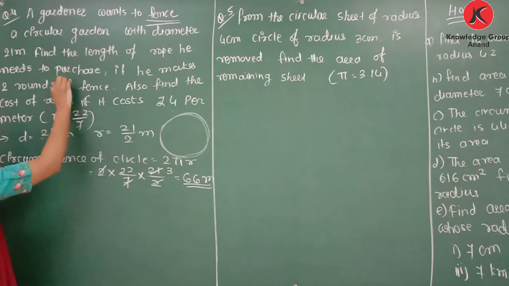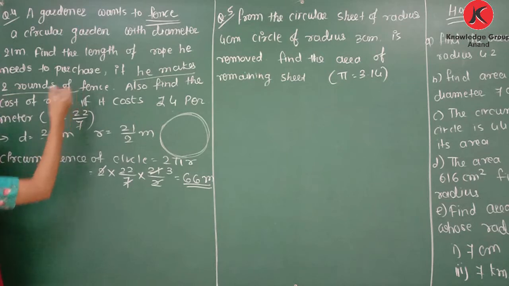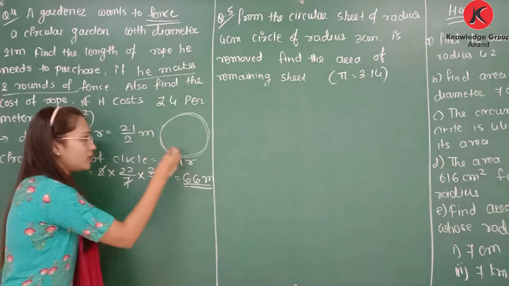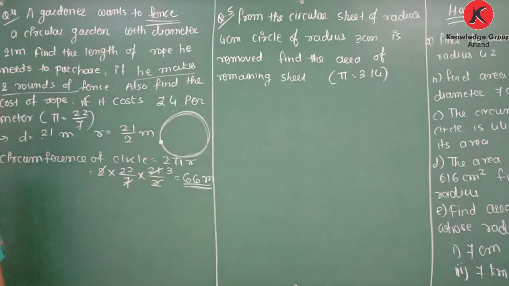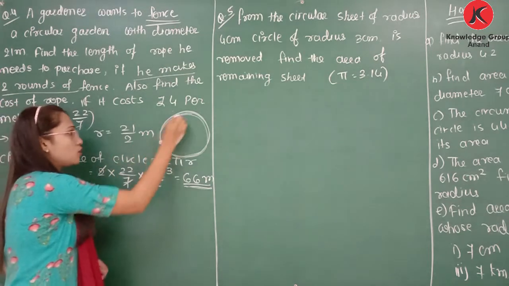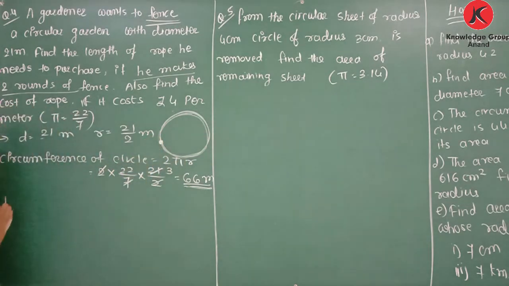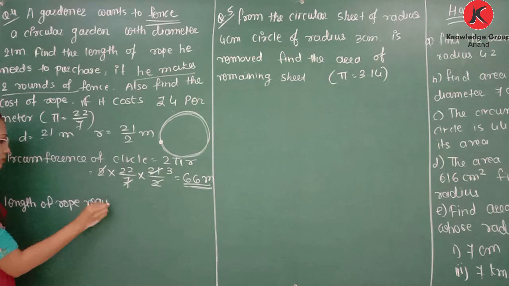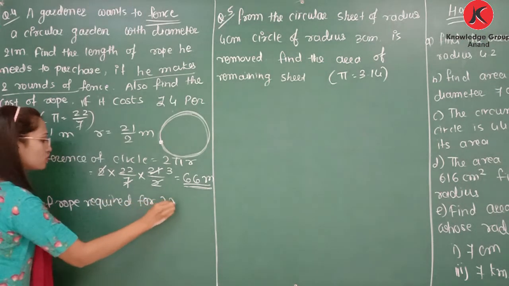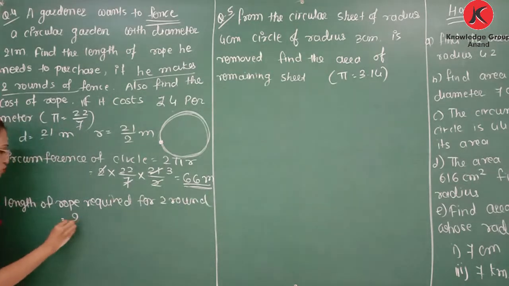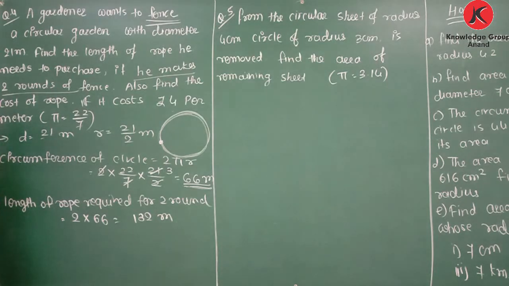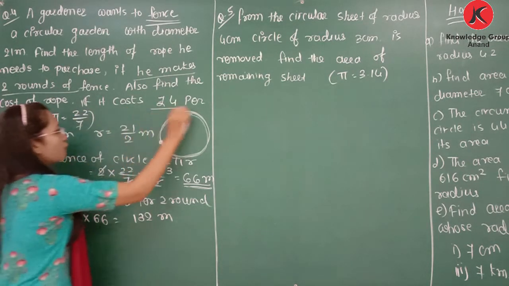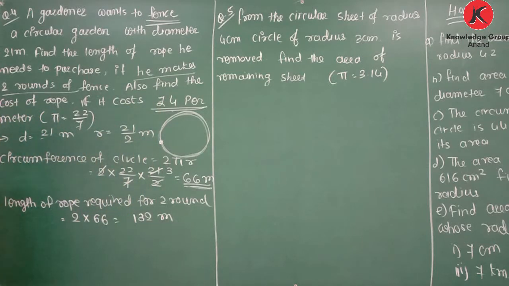Now here, he made 2 rounds of fencing. So this is the length where he made 1 round from this point and covered this border and came back to that point. But here he makes 2 rounds. Means we need to consider 2 times the length. So length of rope required for 2 rounds is equal to 2 multiply 66, that is 132 meter.